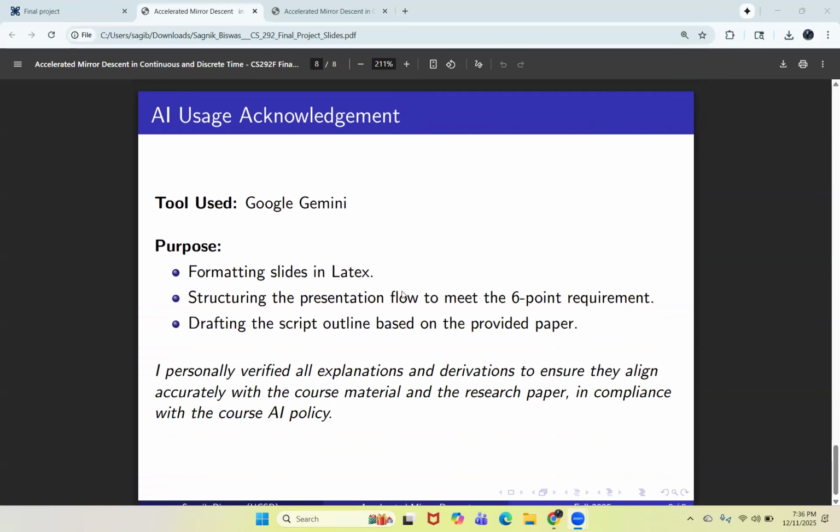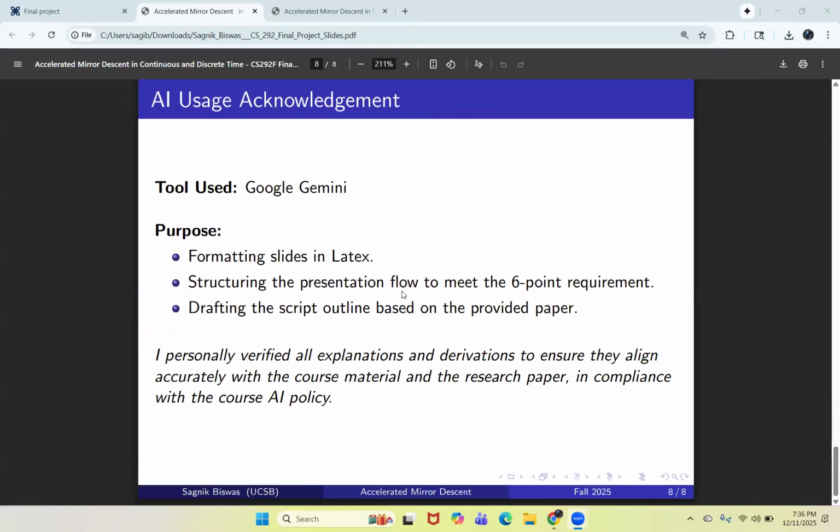And just to sum this up, I do want to acknowledge that I did utilize artificial intelligence to help me. As part of the course policy, I will acknowledge that I used Gemini to assist with this project. I used it to format these slides in LaTeX and to also outline the script structure, just to make sure that I hit all the requirements. But all the math explanations and derivations are accurate and done by myself.